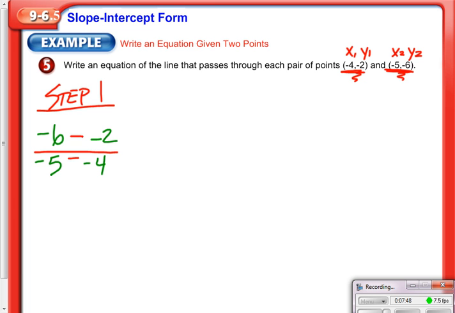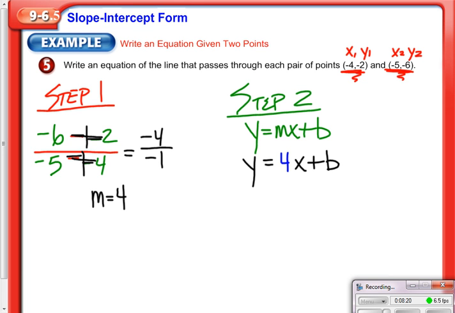When you input those values, this is why we write that template in red, because now we have a minus minus, which is a plus, and again on the bottom minus minus, which is a plus. So we get negative 4 over negative 1, so my slope here would be 4. Go ahead and use that in step 2 now. Plug it into y equals mx plus b, and then check back in to see how you did solving for that b value. So we've input our slope.